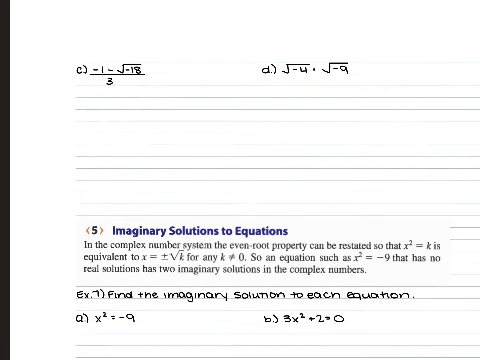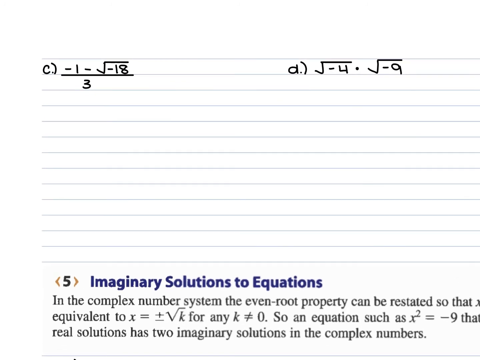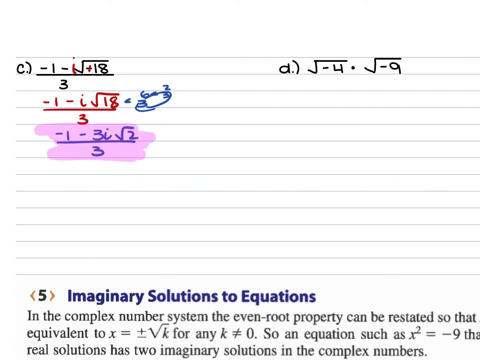For example C, we have negative 1 minus the square root of negative 18 all over 3. For this negative 18 underneath the radical, pull that negative out by putting an i in front of it. So it becomes negative 1 minus i square root 18 all over 3. From here, that 18 is 3 times 6. 6 is 3 times 2. You have a pair of 3's, so that's negative 1 minus 3i square root 2 all over 3. You cannot simplify this one any further, so that's your answer for this question.